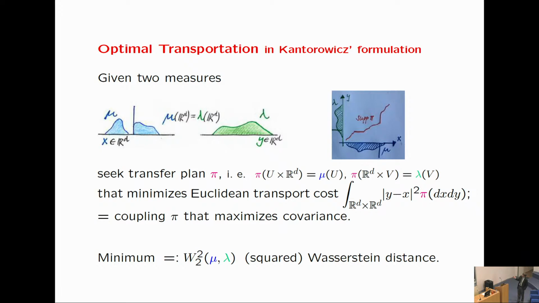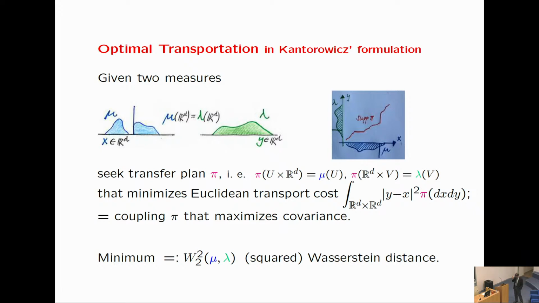So in a certain sense, you look at all the points x where you take some mass, and then this mass is shipped to some point y, and the cost you assign to that infinitesimal shipment of mass is the square of the Euclidean distance, and then you integrate over all potential mass transports. And that defines a functional, and you get the Wasserstein distance, or the squared Wasserstein distance, by minimizing this functional.